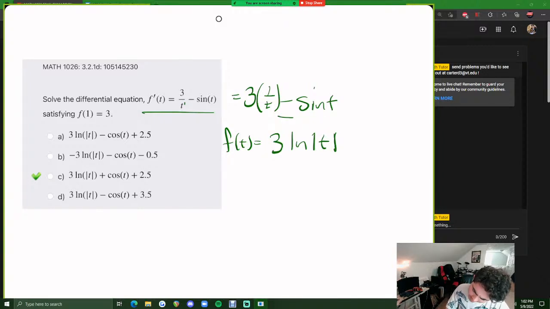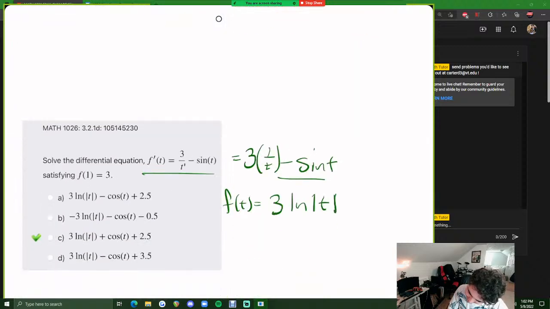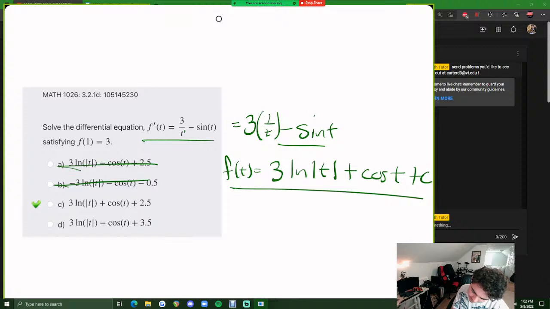So, and then negative sine, I think we actually did this one in the last one. So negative sine of x has an antiderivative of positive cosine of x, or in this case cosine of t. And then we would add plus c. So we have 3 ln of t plus cosine t plus c.